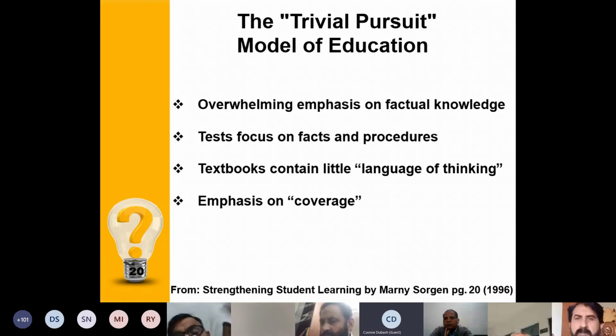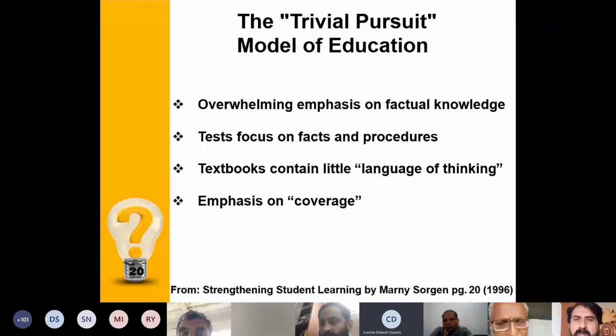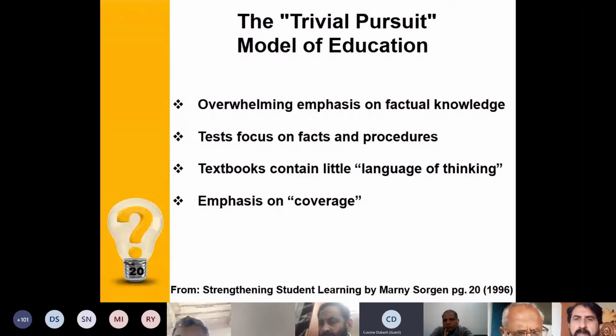Textbooks contain little language of thinking. टेक्स्ट की हमारे टेक्स्ट बुक्स की लैंग्वेज देखें, सोचने की कहाँ हमारे टेक्स्ट बुक में है: stop, think, what do you think, what about this? I mean why not start every chapter in the textbook with a question that forces students to think कि ये chapter में मैंने क्या सीखना है.